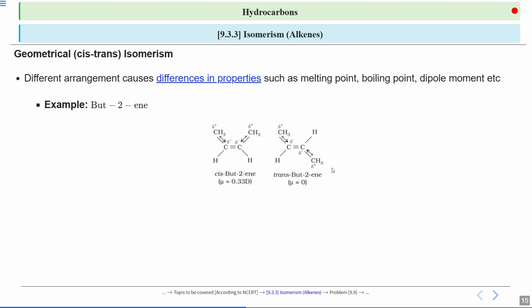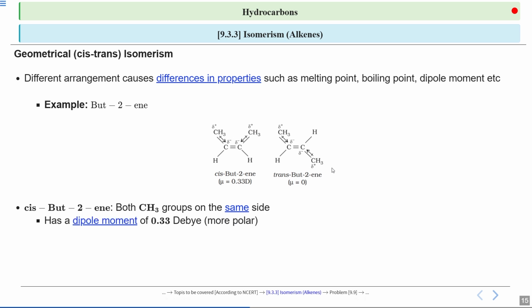Now, we have two structures given here for but-2-ene, which are cis-but-2-ene and trans-but-2-ene. In cis-but-2-ene, both CH3 groups are present on the same side of the carbon double bond. Now, this arrangement affects the molecule's properties. If you consider the dipole moment, it is 0.33 D, making it more polar. This means it has a slightly higher charge separation, which can influence how it interacts with other molecules.